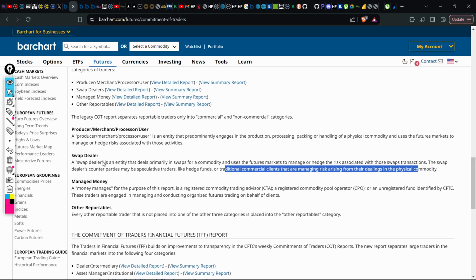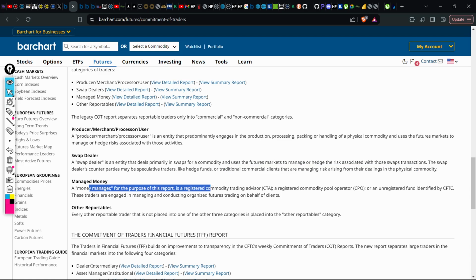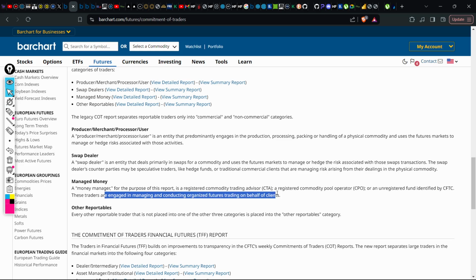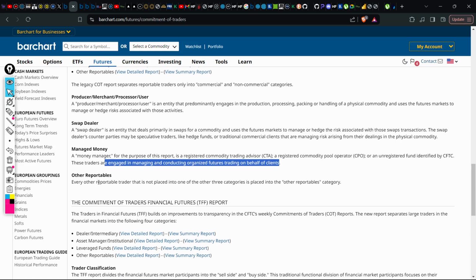Okay, managed money. A money manager, for the purpose of this report, is a registered commodity trading advisor, a registered commodity pool operator, or an unregistered fund identified by the CFTC. These traders are engaged in managing and conducting organized futures trading on behalf of clients. All right. And then other reportables.